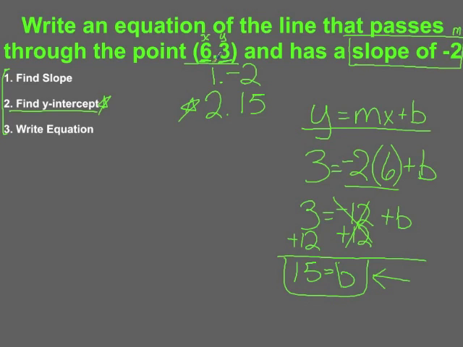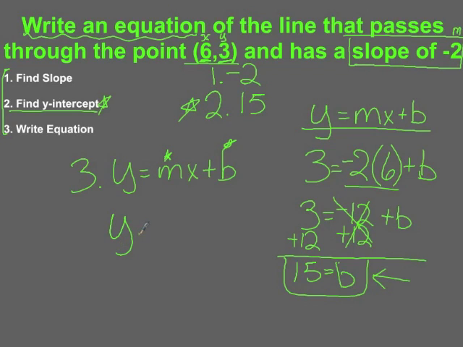Same steps like the last problem, but this isn't asking for what the y-intercept is. It's asking us to write an equation. So we're going to move on to step 3. Write the equation. I'm using my y equals mx plus b form. I now know what the slope is. I now know what the y-intercept is. So I can just plug in that information, and that will be an equation of the line that passes through the point 6, 3 and has a slope of -2.